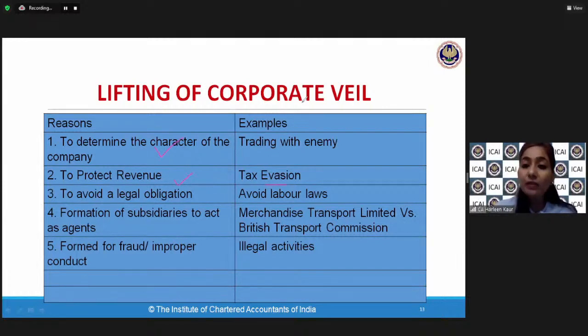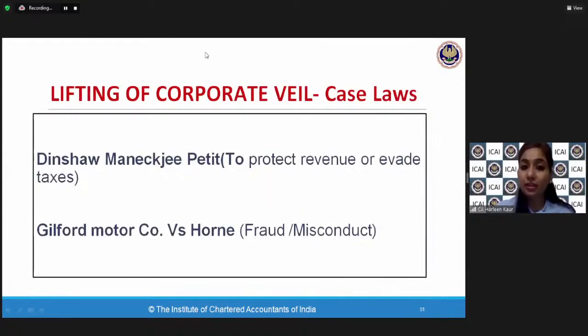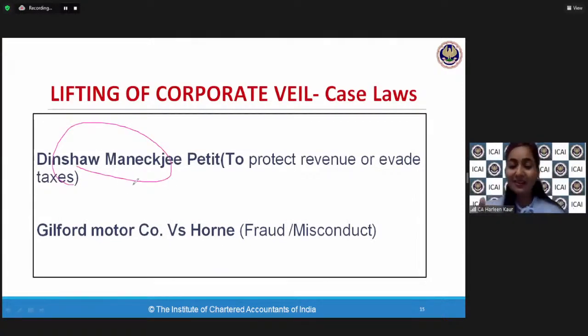अगर आप कुछ भी हेर फेर कर रहे हो गवर्नमेंट के रेवेन्यू के साथ, उसके टैक्सेस को खराब कर रहे हो, तब भी आपकी कॉर्पोरेट वेल लिफ्ट कर दी जाएगी. Now there is a very interesting case now, Dinshaw Manekji Pettit. What he did, this Mr. Dinshaw, it's very interesting. Listen carefully.